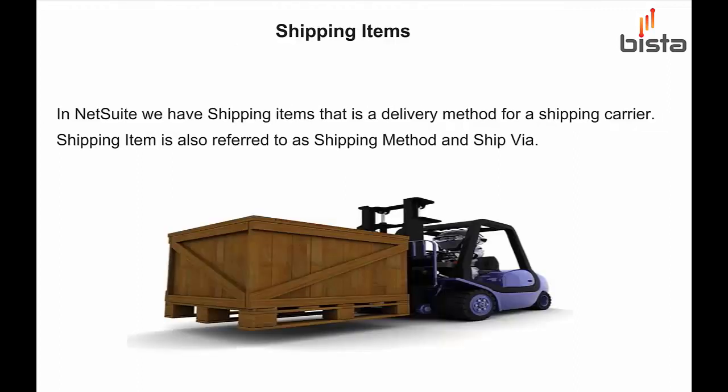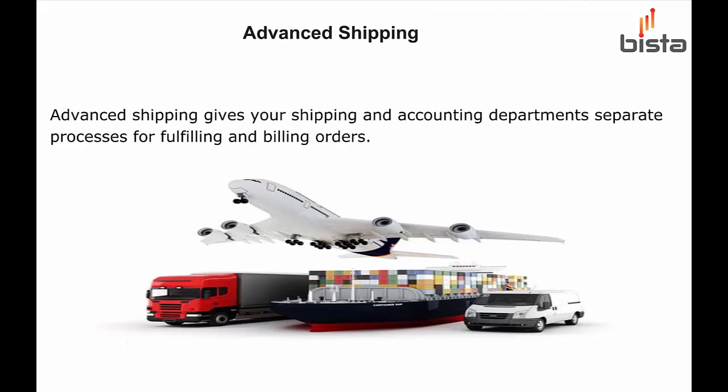Shipping items describe how to ship an item and can include shipping rate information, handling rates, rules for shipping and handling, and specify when shipping is free. In advanced shipping, your shipping department fulfills part or all of an order when it is ready to ship. Then, your accounting department creates an invoice or cash sale for the shipped items and rendered services.